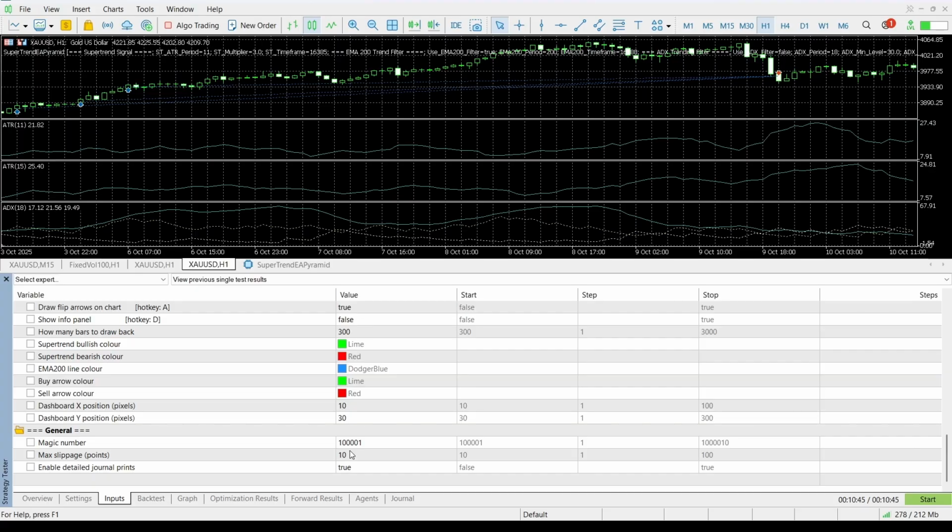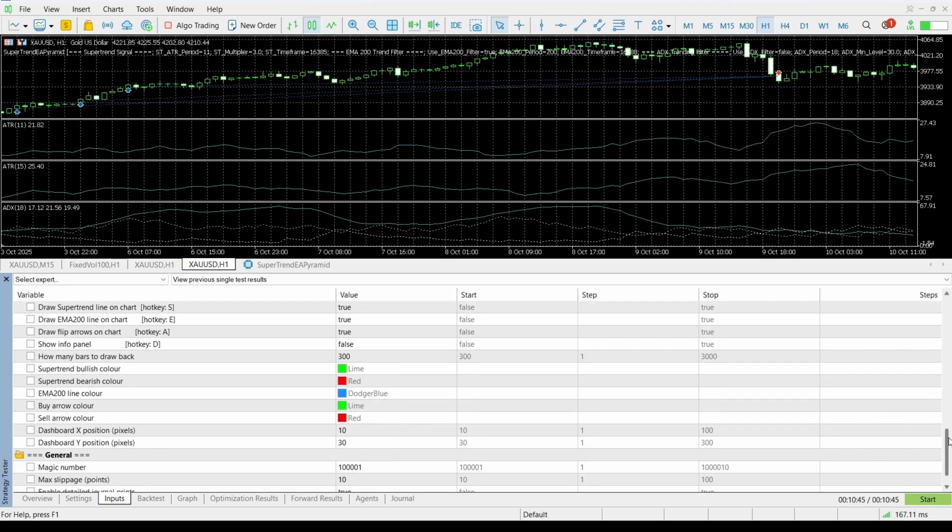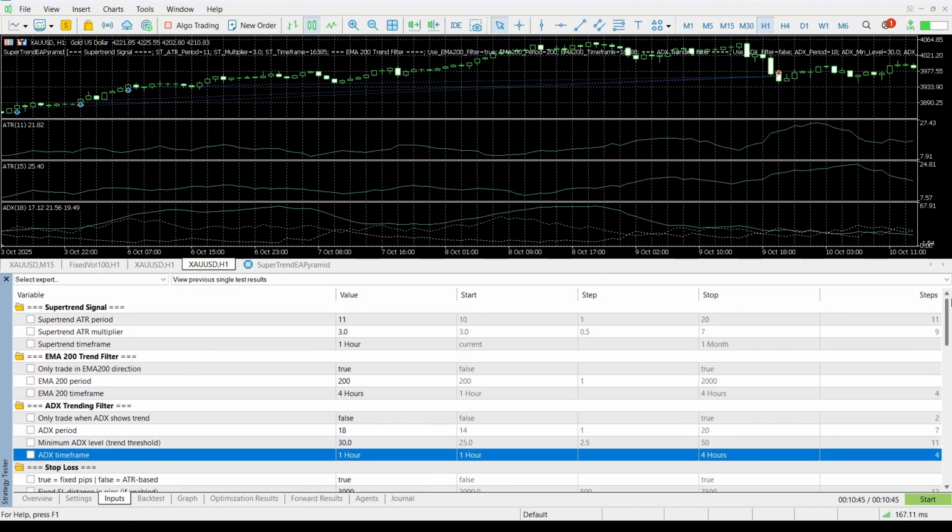It's got a magic number. It's got a max slippage points. It's got detailed journal prints. It's got all these things. So it won't take trades if, for example, news is coming out and there's slippage in the market. So if the spreads widen and all that, you can lower this to say like 3 or 4 on gold, so that it won't take any trades during volatile periods. So it's got a lot of safety features built in.